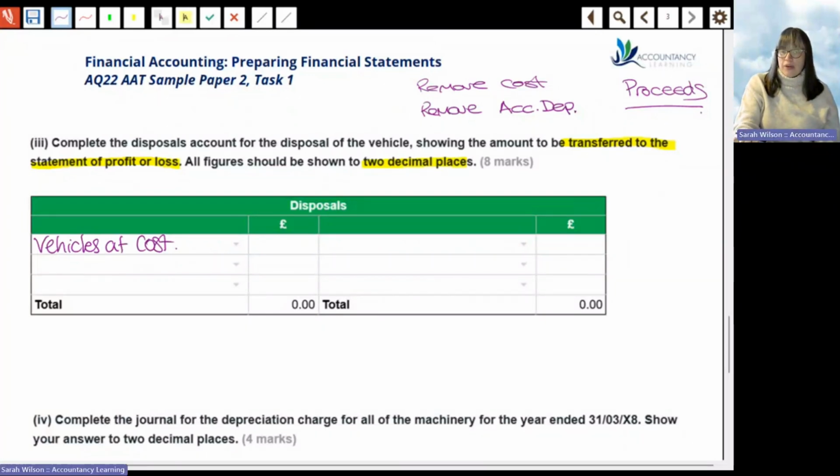Now the amount we were given in the question was 27,000 when she purchased the car. We then need to remove the accumulated depreciation. So that's currently sitting as a credit. So we would debit the vehicle's accumulated depreciation account and we will credit the disposals account.